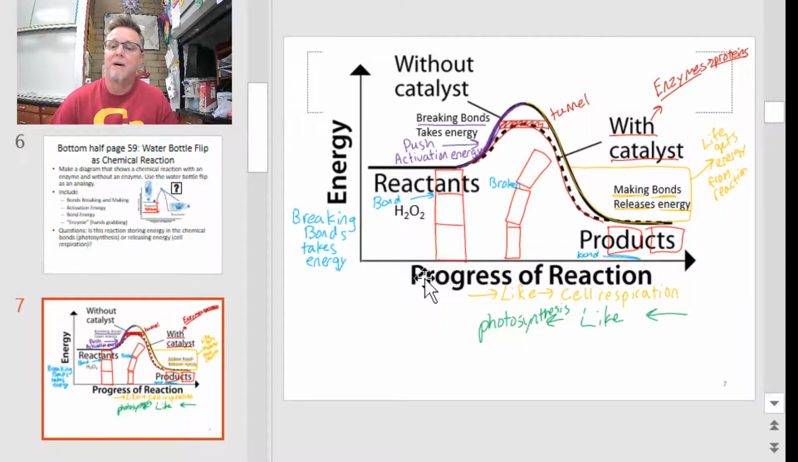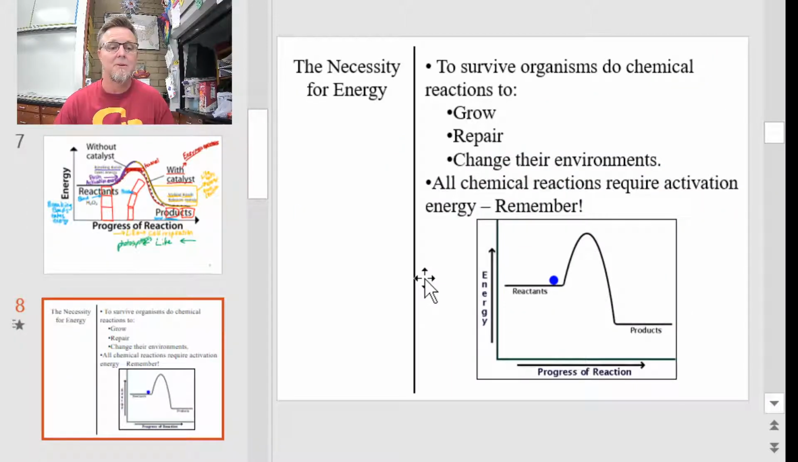Okay? So in the process, we hear a loud bang when it hits the table, the water inside moves, all that kind of stuff. That's energy being released through that reaction. So that's the idea of how energy is involved in making or breaking bonds and how this graph plays out. Ultimately, to survive, all organisms need to do chemical reactions all the time. We need them for growth, repair, maintenance, to basically change our environments, and every chemical reaction requires some form of activation energy.